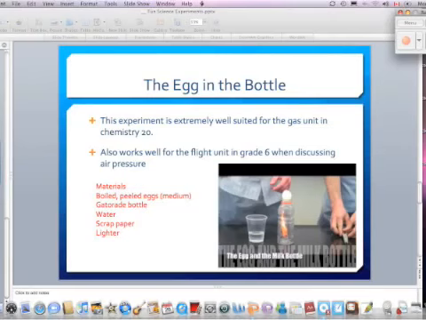So the egg in the bottle experiment is great for chemistry 20, the gas unit in it. It's also good for grade 6 where you do air pressure in the flight unit. You need a boiled peeled egg, usually a medium size, a Gatorade bottle, a little bit of water, some scrap paper, and a lighter.